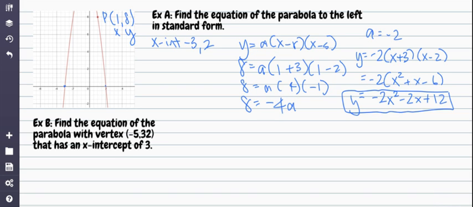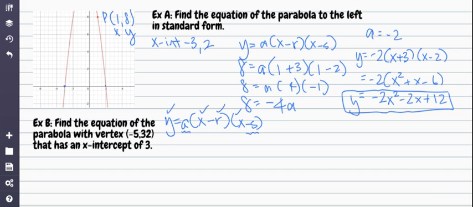Okay, now let's do example B. Find the equation of the parabola with vertex (-5, 32) that has an x-intercept of 3. So we are given two pieces of information. We know the vertex and we know the x-intercept. Now, if we knew both of the x-intercepts, we could use factored form, but since we know only one x-intercept, factored form isn't going to be that helpful, because if I try to fill in y equals a(x - r)(x - s), and I use the vertex for my x and y, I've got 3 things, and then my a and my s are missing and I wouldn't be able to solve.